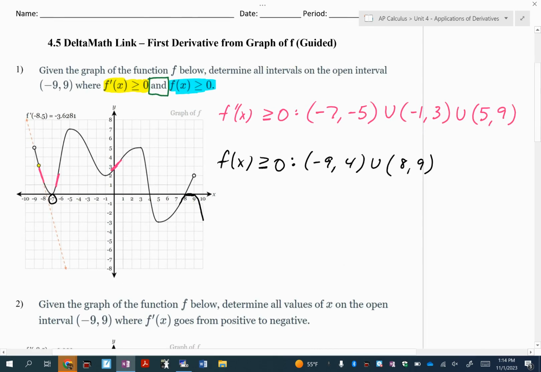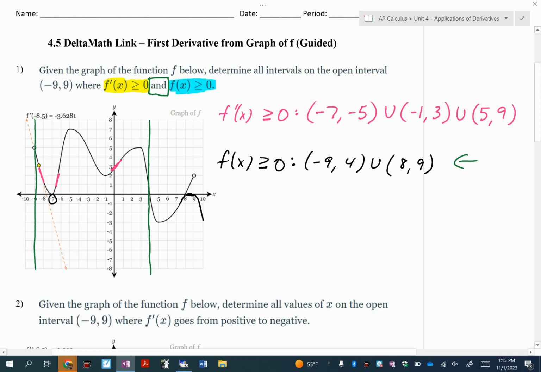So what I did first is I am going to use my marker here to show you -9 to 4. Here's -9, and here's 4. That is where the function, at least in our first interval, is positive or greater than or equal to 0. Within that interval, do you see the green vertical lines? Within those vertical lines, where is the derivative going to also be positive?